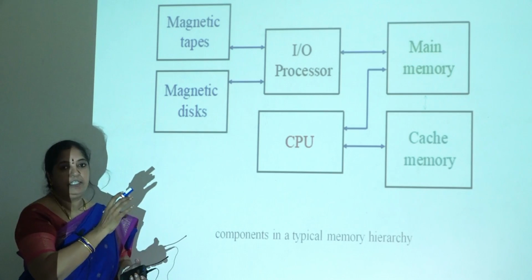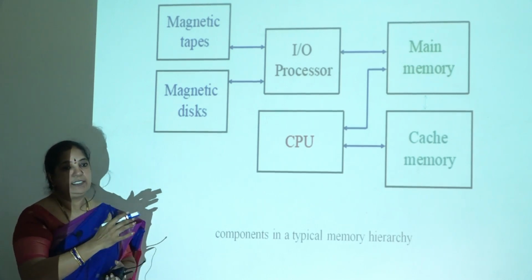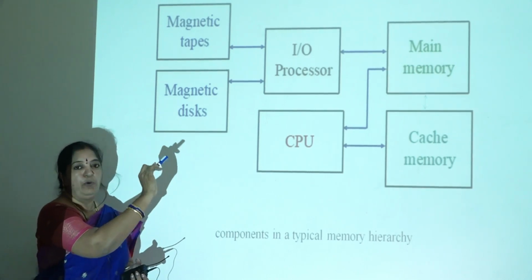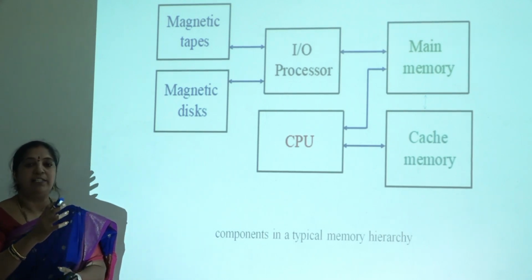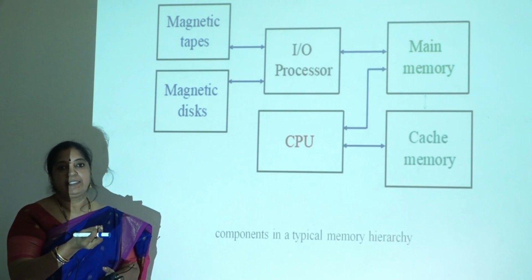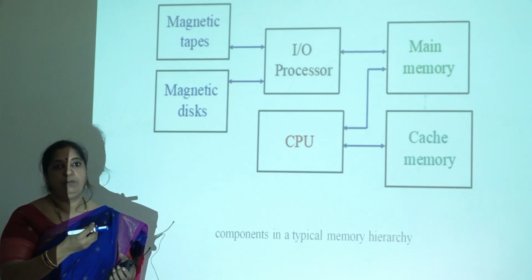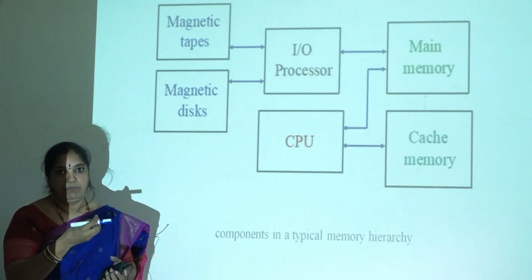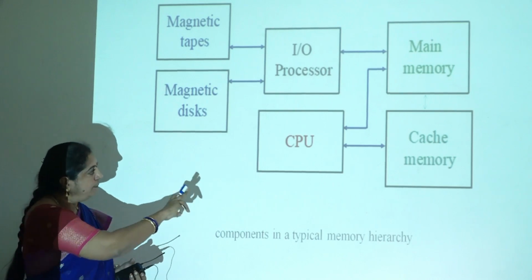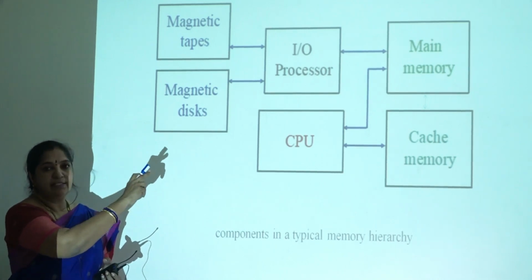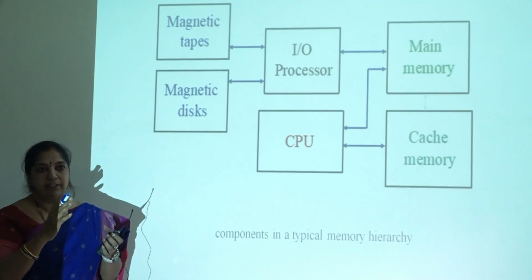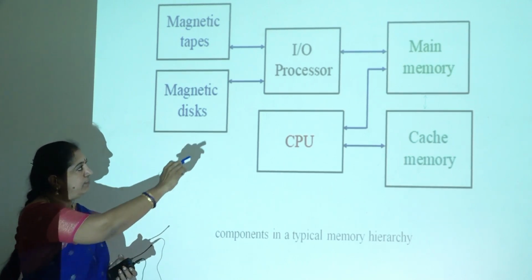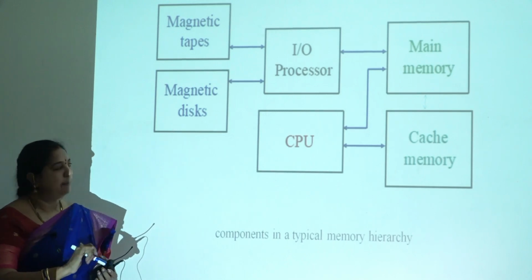So one thing we have to mainly remember is that the CPU can interact only with main memory. It can also interact with cache memory, but cache memory is very small in size and cannot hold much data or information. So the main thing is that the CPU can interact with only main memory. All the things necessary to execute a program should be loaded into the main memory.